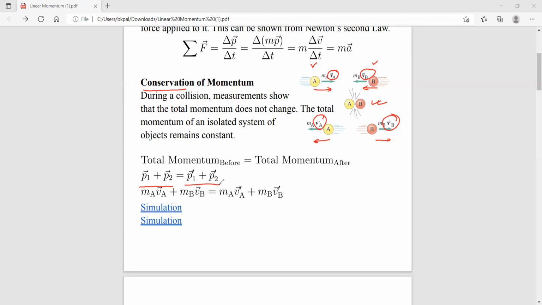If I explicitly want to write this in terms of m and v, it will be something like this. Here you see the total momentum before the collision, and here the total momentum after the collision. So the total momentum before and after will be the same. All right, now let's see whether it's the same or not in a simulation.